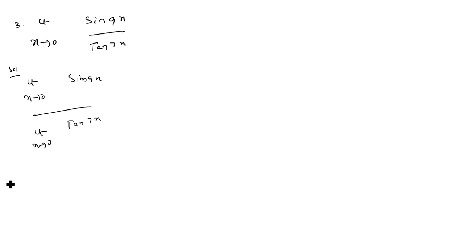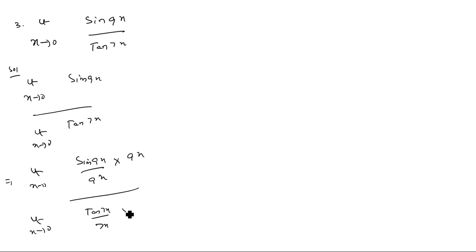Here you need to convert to the basic formula: sin 9x by 9x into 9x, by limit x tends to 0 tan 7x by 7x into 7x. This is nothing but sin theta by theta, with 9x the same and 7x the same. This is nothing but sin theta by theta and tan theta by theta.